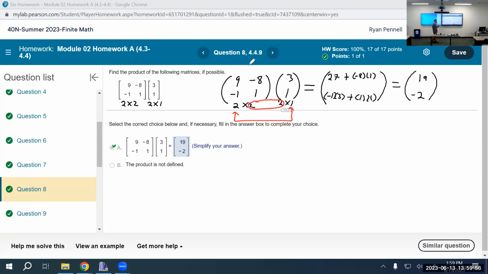That's the idea. Row by column, row by column. That's why the inner dimensions have to be the same. And the outer dimensions is what you're going to get. Outer dimensions is what you get back.